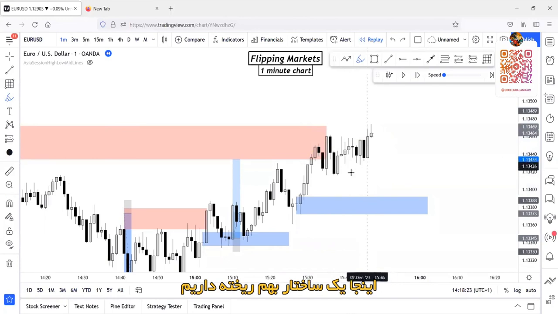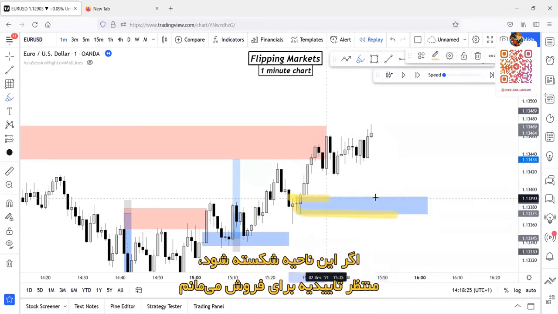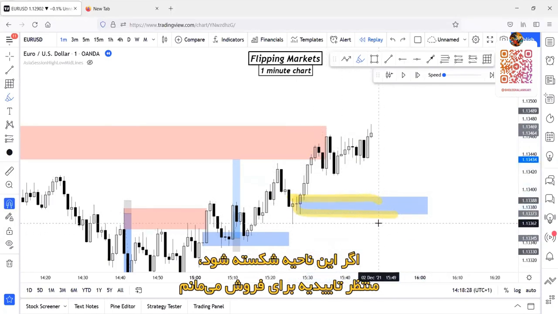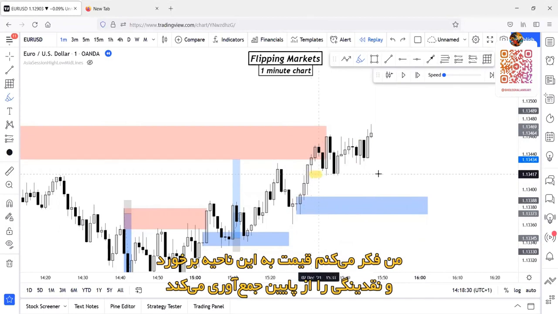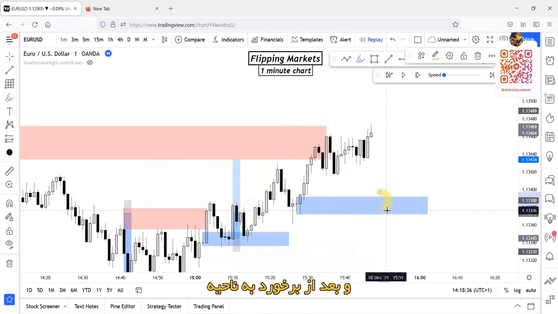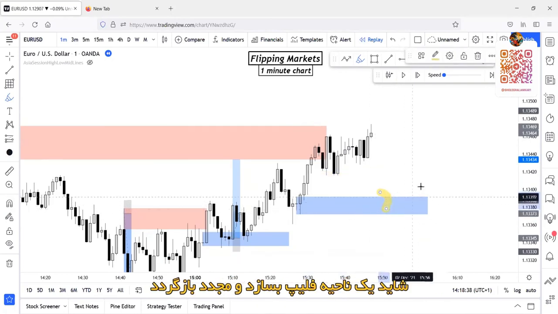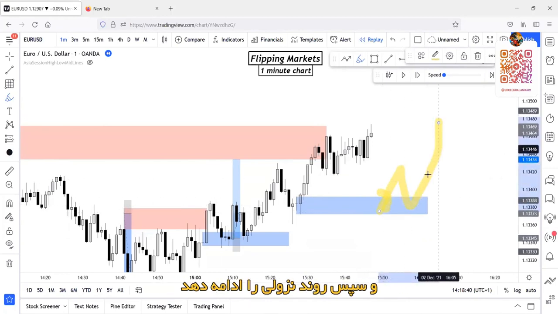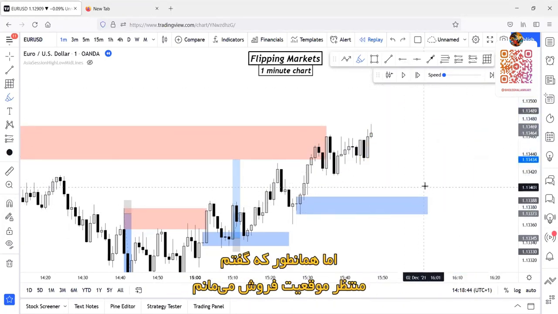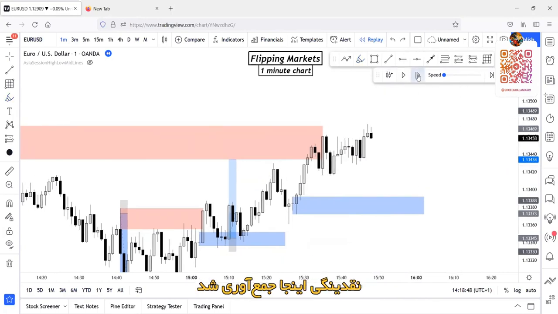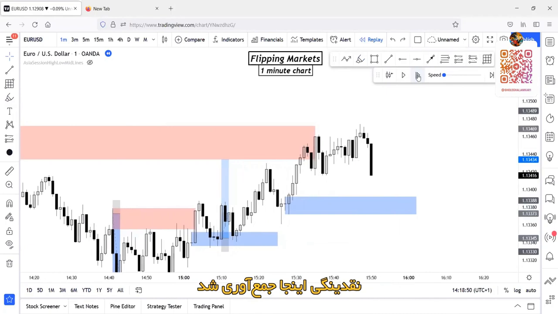This is a messy structure. So if this zone breaks, I will wait for a short confirmation, but I believe price will tap into this zone and sweep this liquidity on the downside. And after the tap of this zone, it might do a flip or something, or just reverse here and continue the bearish movement. But I will wait for a short trade, as I said. So liquidity is swept here.